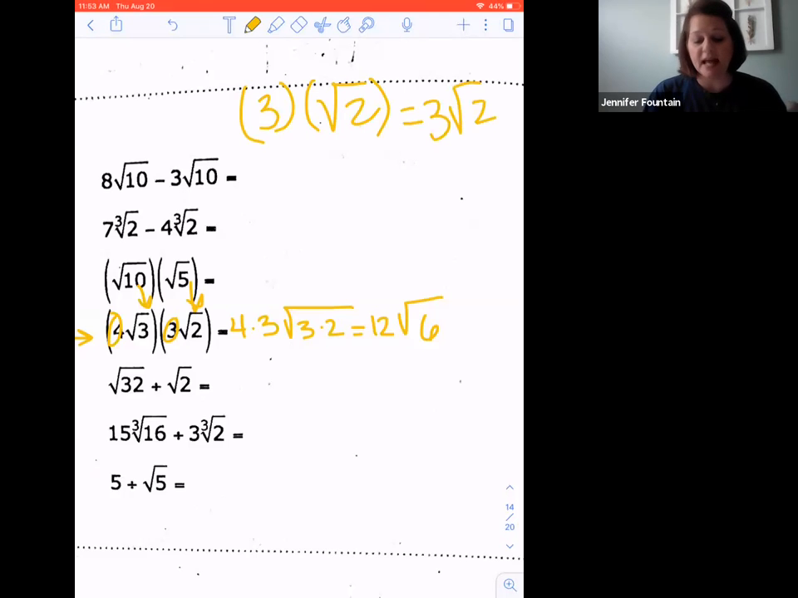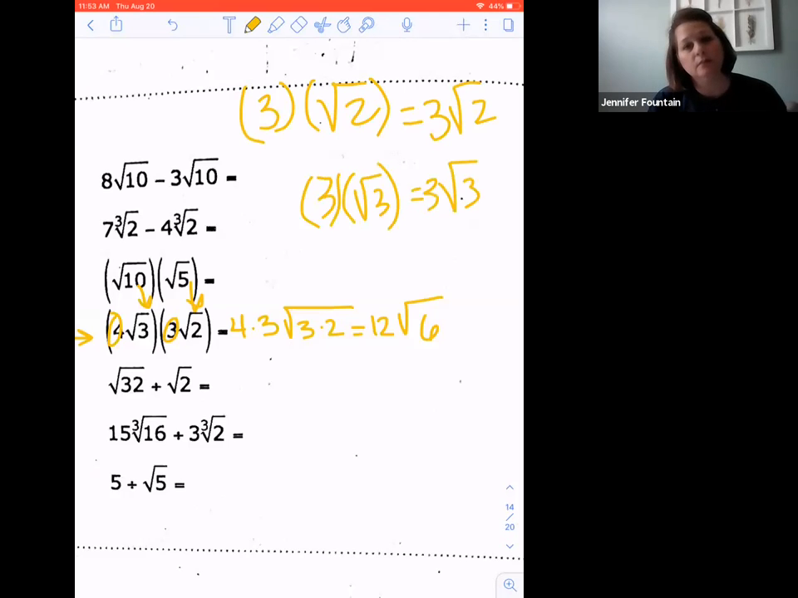There's nothing I can do. Since I'm not dividing and I'm just multiplying, I would just keep it as 3 times the square root of 2. Or if I had 3 times the square root of 3, that's just going to be 3 times the square root of 3. So multiplying is much easier than dividing.